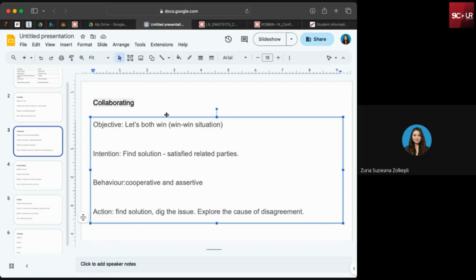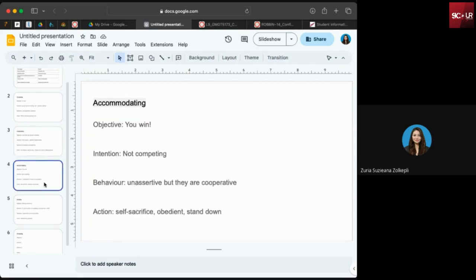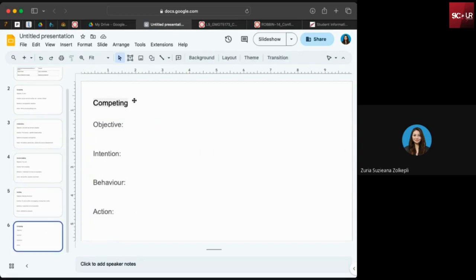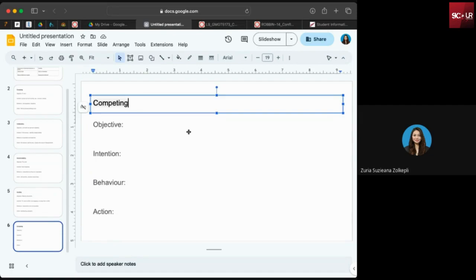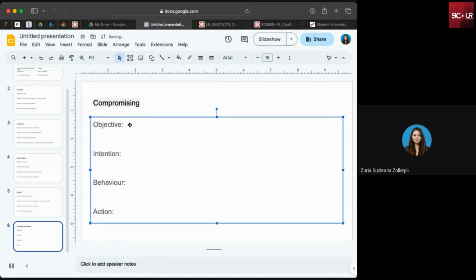So this one is collaborating, good one, right? So let's try both win. But again, in organization, it's very unlikely to get everything you want. Okay, so the last one is compromising. So under compromising, here objective is let's both win and lose. Okay, so here is what we call as win.